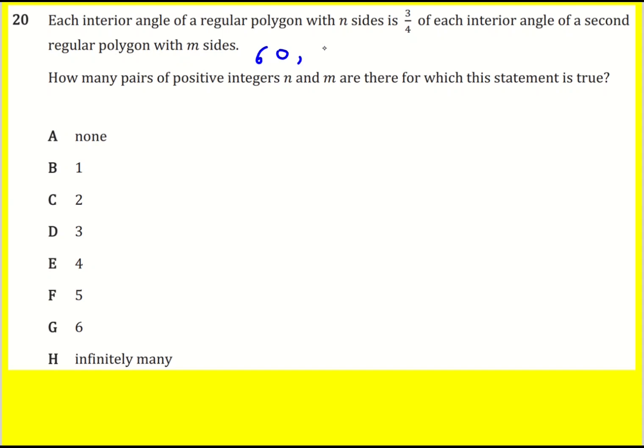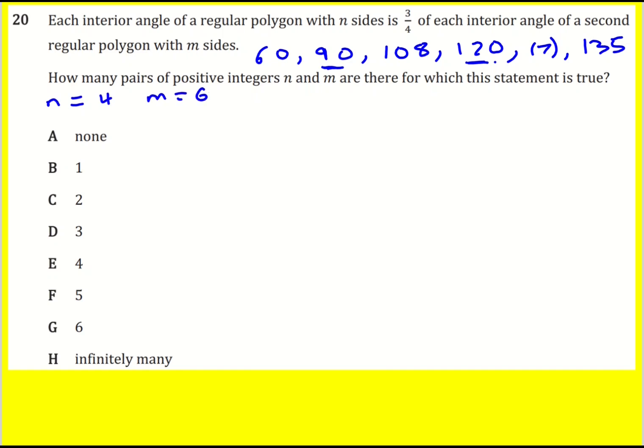So for an equilateral triangle, it's 60, then for a square, 90, then it's 108 for a pentagon. It depends how well you know your interior angles. I wouldn't spend a long time calculating them. A hexagon's 120. Then 7 is a very awkward number, so I'm just going to skip that one. 8 is 135. And actually, I've already seen that 90 is 3/4 of 120. So I've got n equal to 4 and m equal to 6 as a solution.